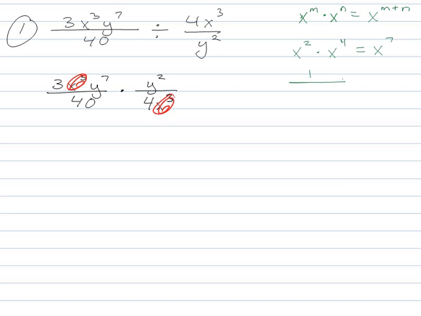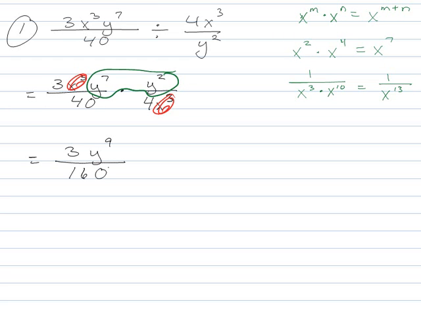Or if I have even 1 over x cubed times x to the 10th, that would be x to the 7th. The reason your teacher made you memorize these is because you really, really need to know them. In this case, we're going to see that y squared times y to the 7th is going to come to y to the 9th. On the bottom, I have 40 times 4, so that's 160.